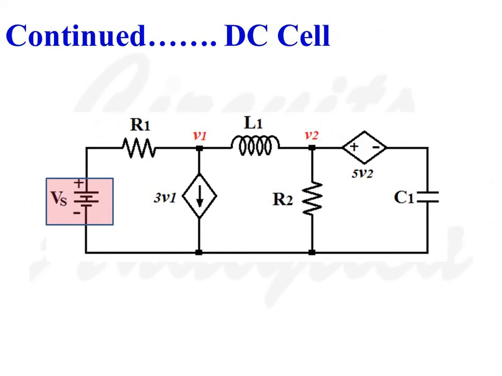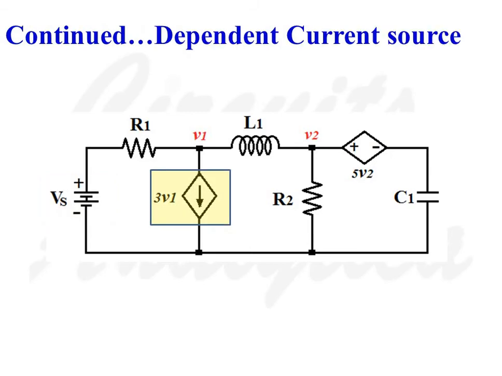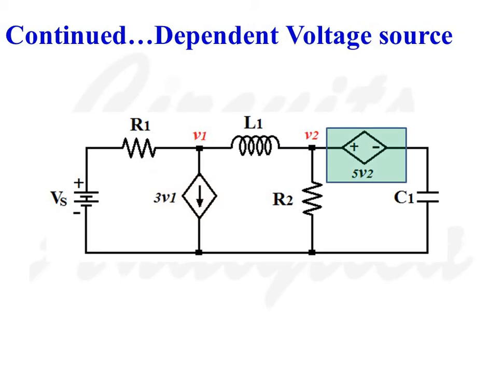This is another network which consists of a DC cell and a dependent DC current source. The current supplied by this current source is denoted as 3V1, where V1 is the voltage at node 2. This is a dependent DC voltage source whose value is denoted as 5V2, where V2 is the voltage at node number 3.